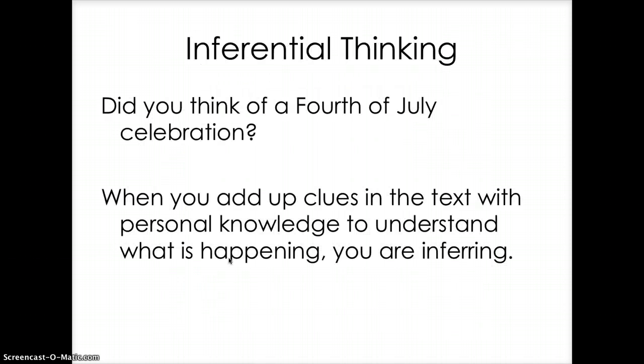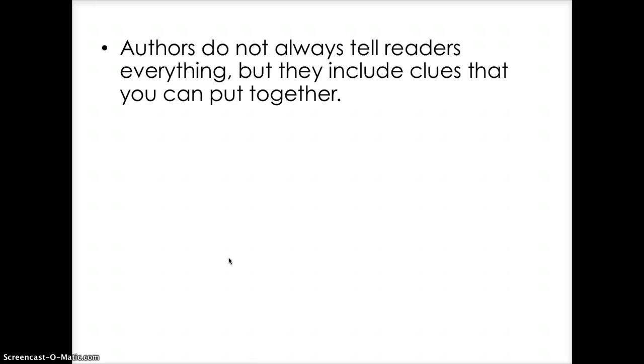Now, when you add up clues in the text, or in this case, a picture, with personal knowledge to understand what is happening, you are inferring. So if you inferred the 4th of July celebration, then you took what you knew about the 4th of July and that picture and you added them together to come up with that inference.